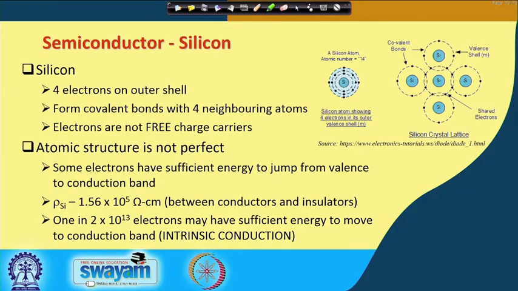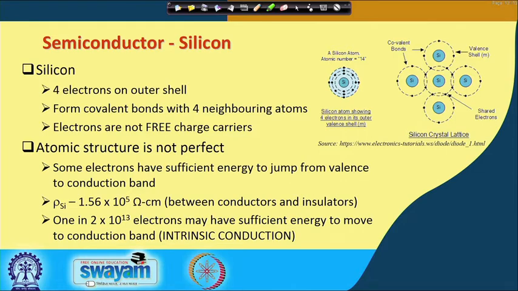So, if you look at it, what is the resistivity of silicon? Silicon resistivity is of the order of 10 to the power 5 ohm centimeter. It is not like the 10 to the power 14 or 15 that we saw for insulators, but neither is it 10 to the power minus 6 that we saw for conductors like aluminum or silver. It is somewhere in between. So, that is the intrinsic conduction.